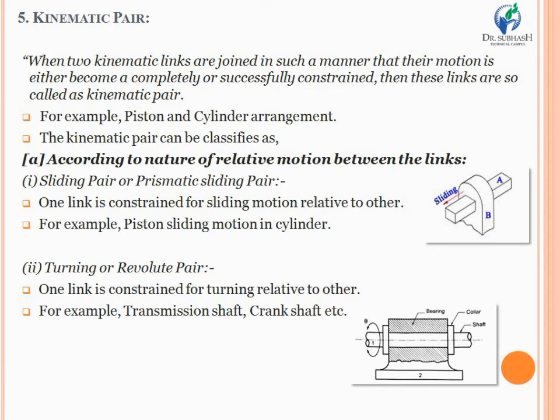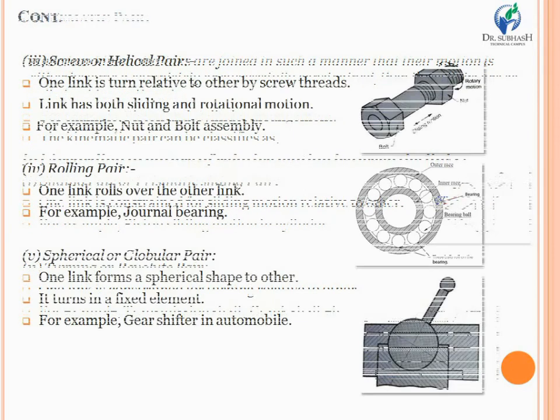For example, take a lathe spindle which is supported in the headstock. We know that the spindle will rotate with respect to the fixed position of the head. So this is a very simple example of a turning or revolute pair. A few other examples are the crankshaft rotating in the crank bearing, and the wheel of an automobile. All these examples form a turning or revolute pair.